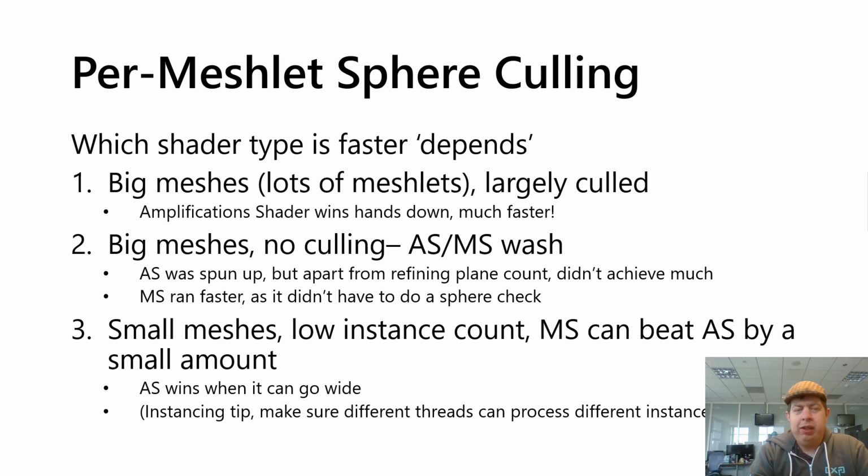Again, if you have a very small mesh with a low number of meshlets and a low instance count, the mesh shader can beat the amplification shader by a small amount. The amplification shader just couldn't go wide. That's probably not at all common in a real title. So we think you should prefer amplification shaders. The main thing here is to make sure that every thread in an amplification shader can potentially be processing a different instance. That's super important.